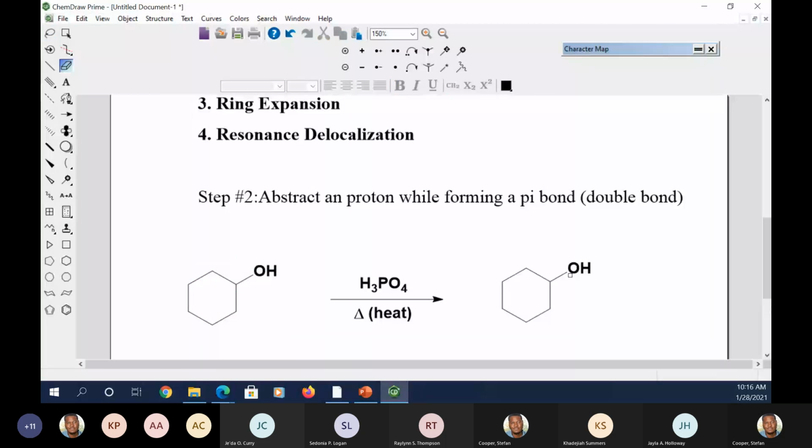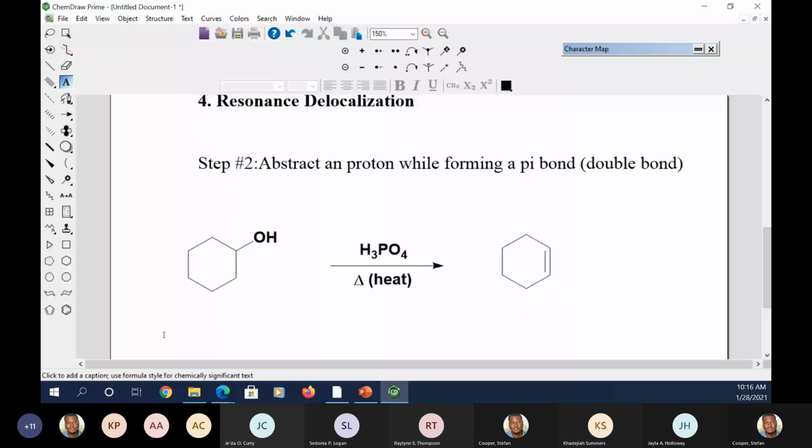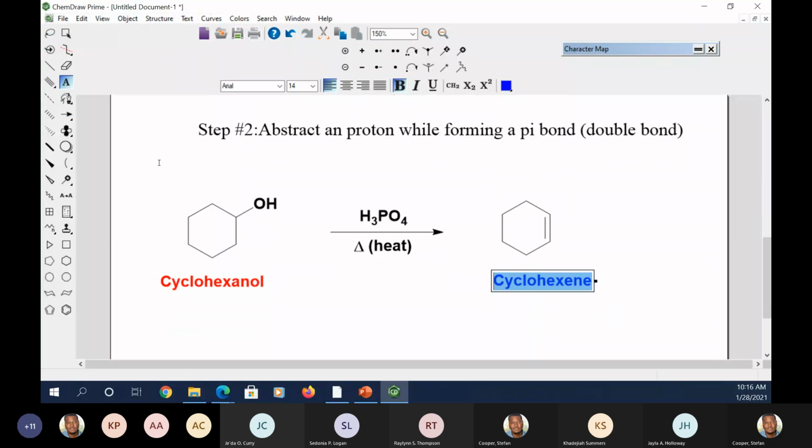All right, can anybody give me the name of that compound? We said that this is cyclohexanol. What's the name of the product that we just formed from the dehydration? Cyclohexene. Yep, double bond there. So this is the classic way of doing a dehydration.